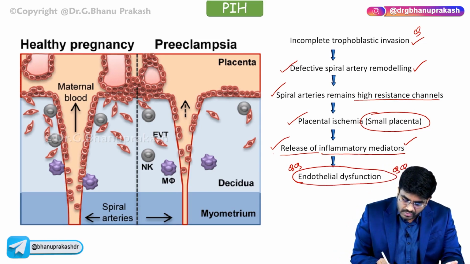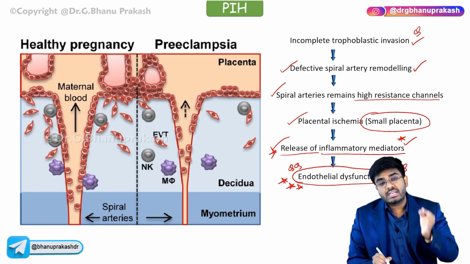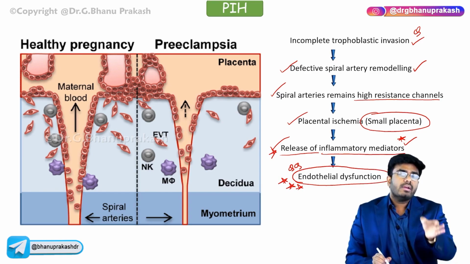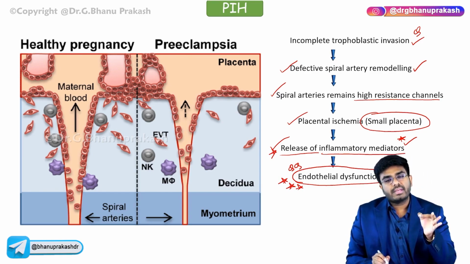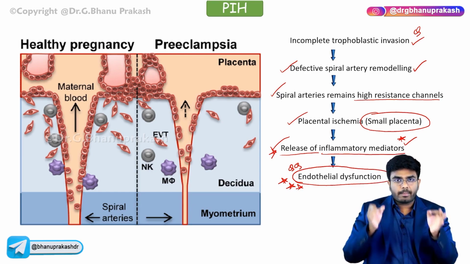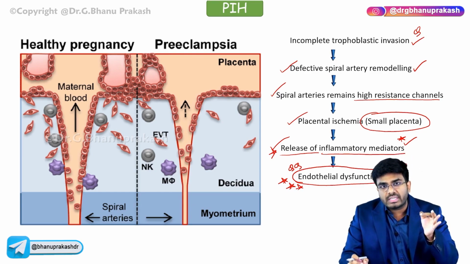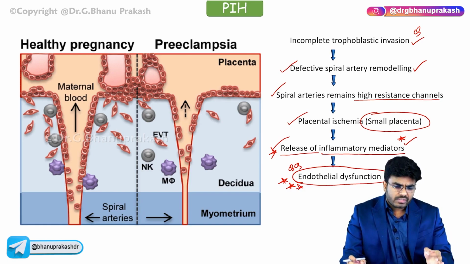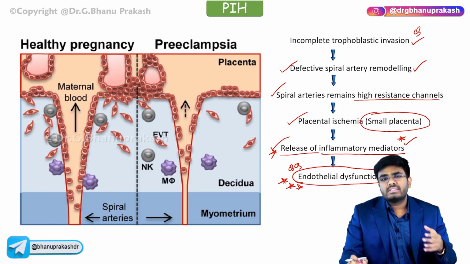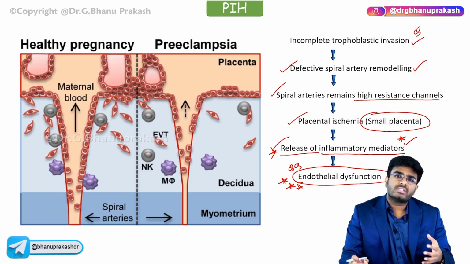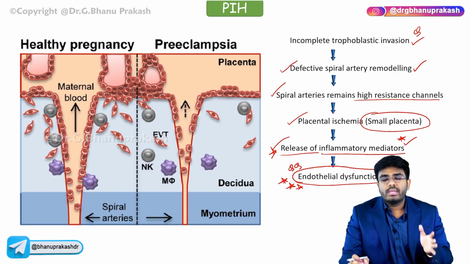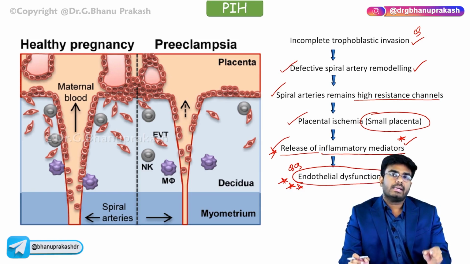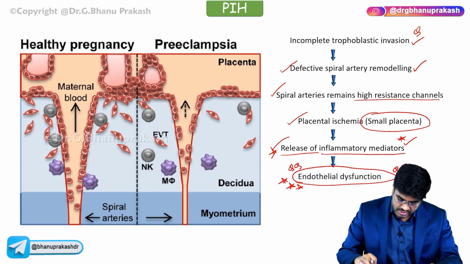Because of these inflammatory mediators, there is dysfunction of the endothelium. Endothelial dysfunction is the key feature. I am repeating: for all the problems in pregnancy-induced hypertension or preeclampsia, the main core problem is endothelial dysfunction. If endothelial dysfunction is there in the kidneys, kidneys will be damaged. If it is there in the liver, that can cause hepatic necrosis, hepatic thrombosis, all this stuff. So the main key center is endothelial dysfunction.